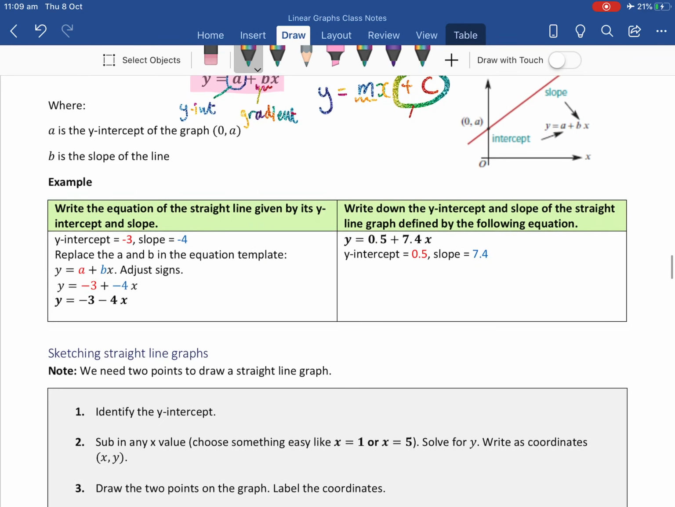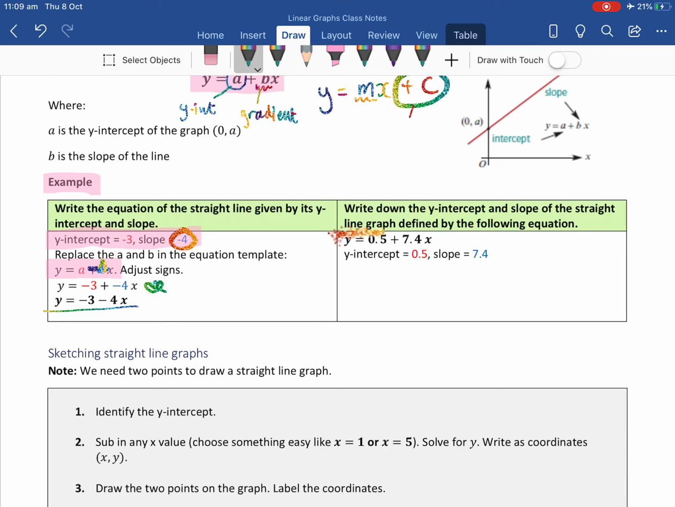So here is an example. We're looking here now. Write the equation of the straight line given by its y-intercept and slope. If you were told your y-intercept is -3 and your slope is -4, you just need to substitute them into your equation here. You do need to make sure, for this one, because our slope is -4, this plus is going to turn into a negative. And that's what it's done here. So substituting in the values, you will get this.